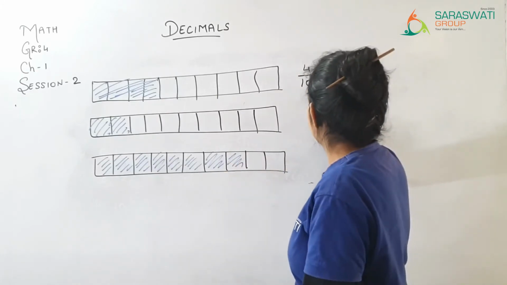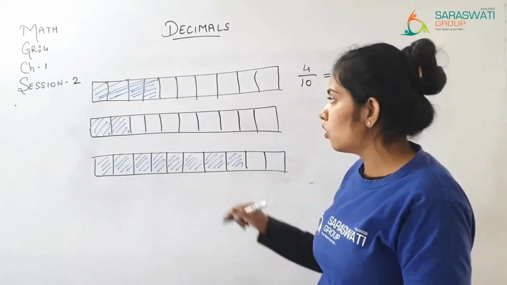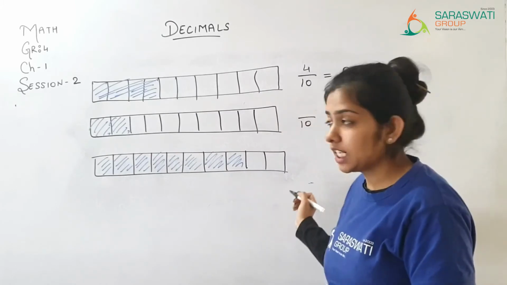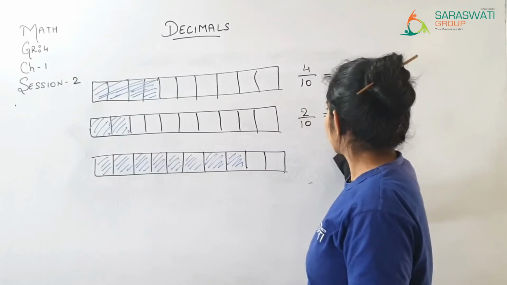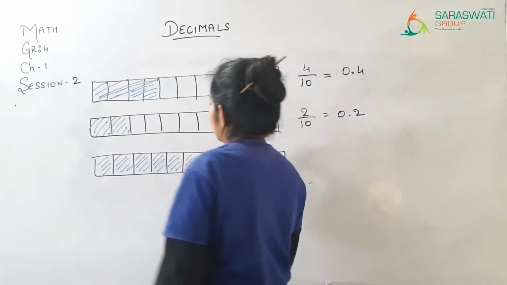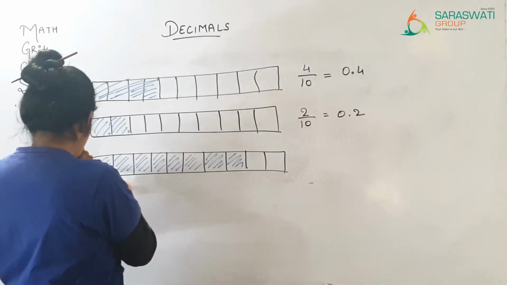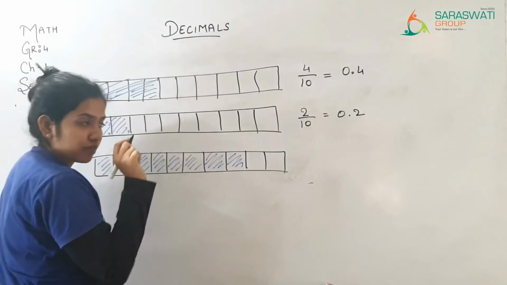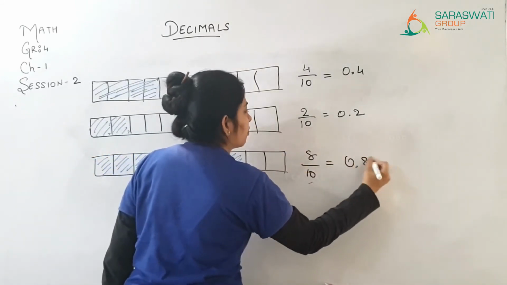And now a decimal number, that is 0.4. Now how many parts? Here we have 10 boxes. So in denominator 10. And how many parts shaded? 2. So 2 and in decimal number 0.2. Now over here how many parts are shaded? That is 1, 2, 3, 4, 5, 6, 7 and 8. So 8 by 10 and in decimal 0.8.